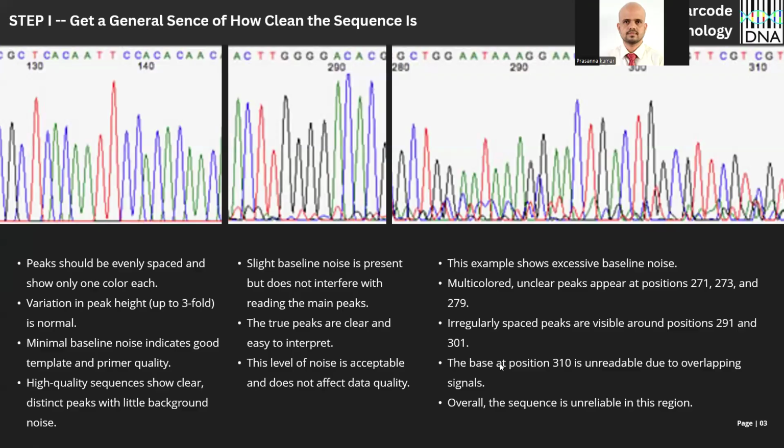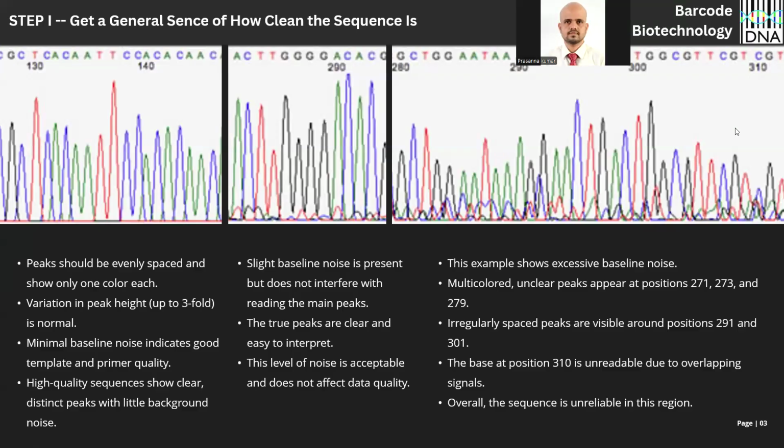Also, the base at position 310 is unreadable. Here, see, better call it as N. Do you remember during our first class we spoke about IUPAC codes? In IUPAC codes, we also have N. Whenever a software couldn't call a particular position, better call it as N. But see, here the software boldly called it a cytosine, which may not be the actual case.